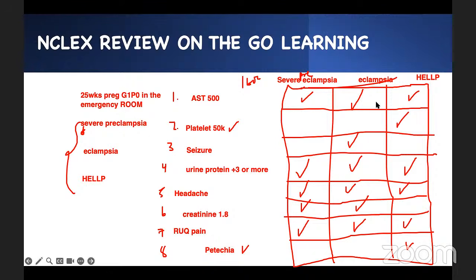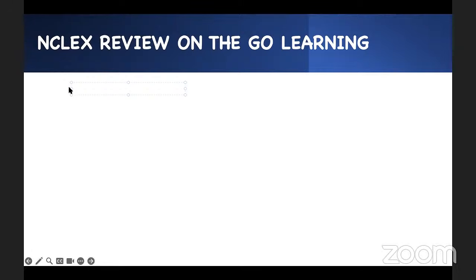AST, all of them will be elevated. The platelet is the HELLP one. Seizure is just eclampsia. Urine protein, all of them. Yeah, urine protein is going to be high because HELLP syndrome means severe preeclampsia plus a hematological problem. Headache, I have severe preeclampsia. So when you have eclampsia, you still have headache, right? Creatinine, all of them. Creatinine is going to go up. And we all have right upper quadrant pain, except petechiae, which is associated with HELLP syndrome. So don't forget that.